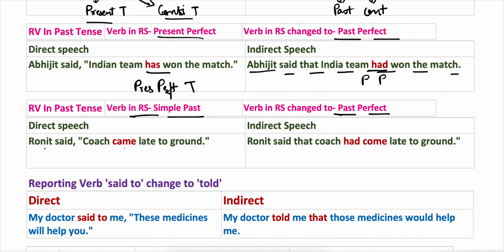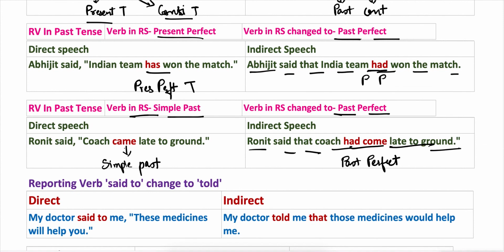Ronit said coach came late to ground. So came is a simple past. Came changed to had come. Had is the perfect form. So is the past perfect. Had come. Ronit said coach came late to ground. Ronit said that coach had come late to ground.